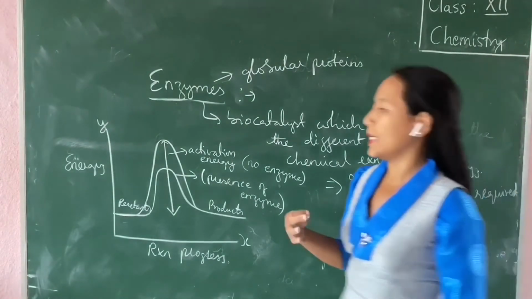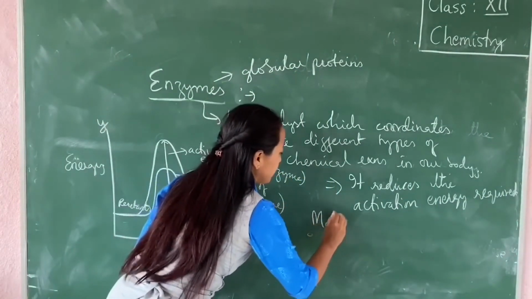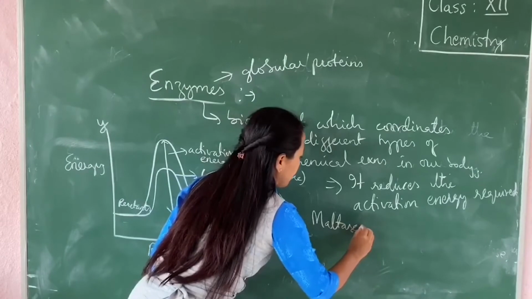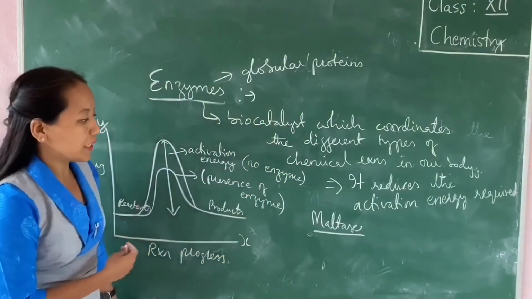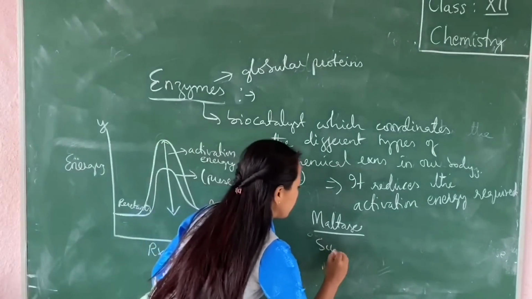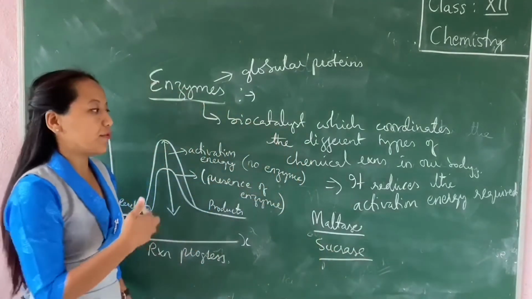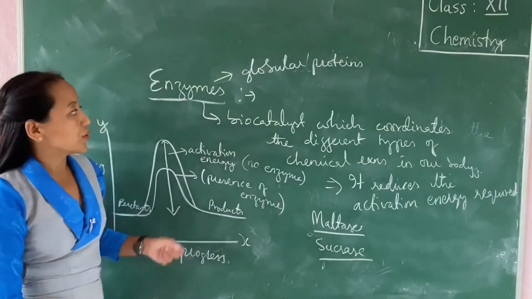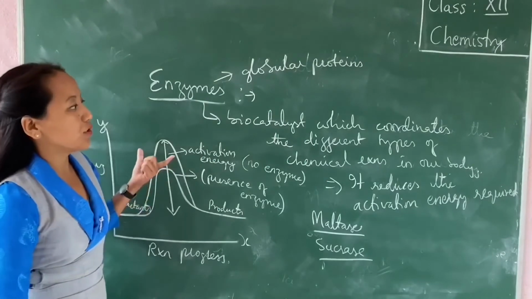And there are different types of enzymes present in our body. For example, maltase, which helps in hydrolysis of maltose to glucose, and sucrase, which helps in breakdown of sucrose to give glucose and fructose. So this is about enzymes, and we have also come to the conclusion of proteins.